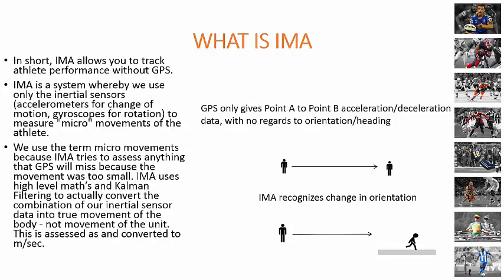Again, to elaborate on that, here's a quick little stick figure drawing that I did to the right. Say I'm on the 50-yard line facing the right sideline, and I plant my right foot and change direction and end up facing one of the goals. I've actually changed my direction, but GPS is only going to say that I had an acceleration because I changed velocity, when what I really did was change my orientation. So GPS can only give you point A to point B accelerations or decelerations with no regard to orientation. IMA recognizes that change in orientation and would pick that up as a change of direction, not an acceleration.